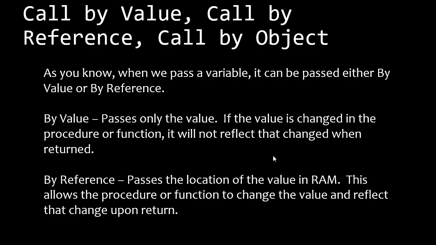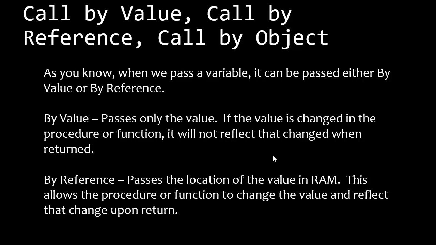But the key is, based upon what we know, how is a parameter received? When we pass a variable, it can be passed either by value or by reference. You should know that already, right? By value passes only the value. It can't be changed. If the value is changed in the procedure or function, it will not reflect that change when returned. So if I actually receive it by value, and I make a change in the procedure or function, that change won't be reflected once it's returned from the function, okay?